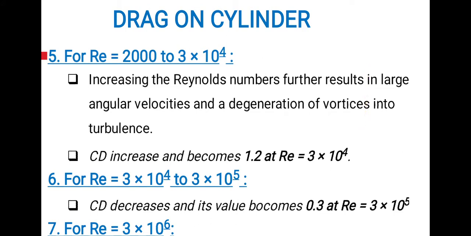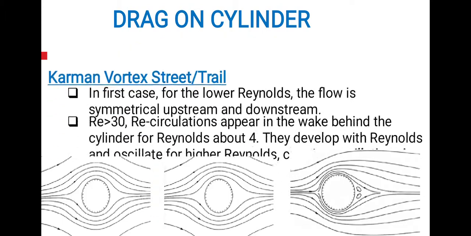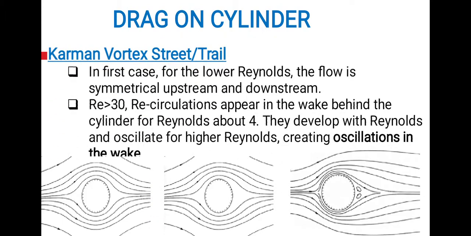Seventh point, for Re equal to 3 into 10 to the power of 6, then Karman vortex trail. In the first case, for the lower Reynolds, the flow is symmetrical upstream and downstream. For Re greater than 30, recirculations appear in the wake behind the cylinder. For Reynolds about 40, they develop with Reynolds and oscillate for higher Reynolds, creating oscillations in the wake.